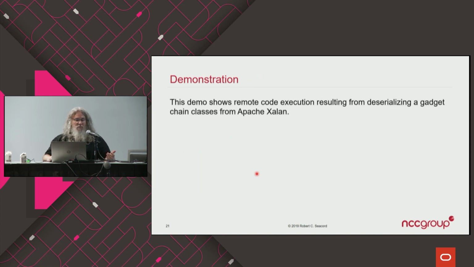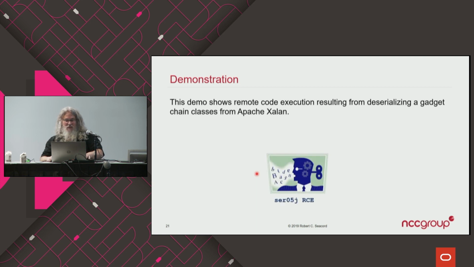Okay, I'm going to do a quick demo, and this is going to show remote execution from deserializing a gadget chain that uses the Apache Xalan library. I'm going to pronounce that as Zalon. If anyone feels it's pronounced differently, let me know later. So let's go ahead and take a look at that.